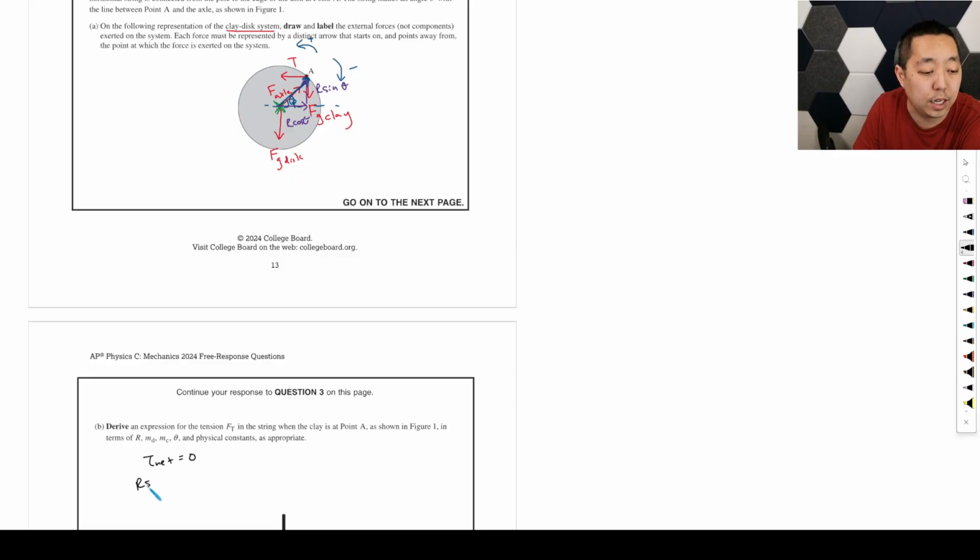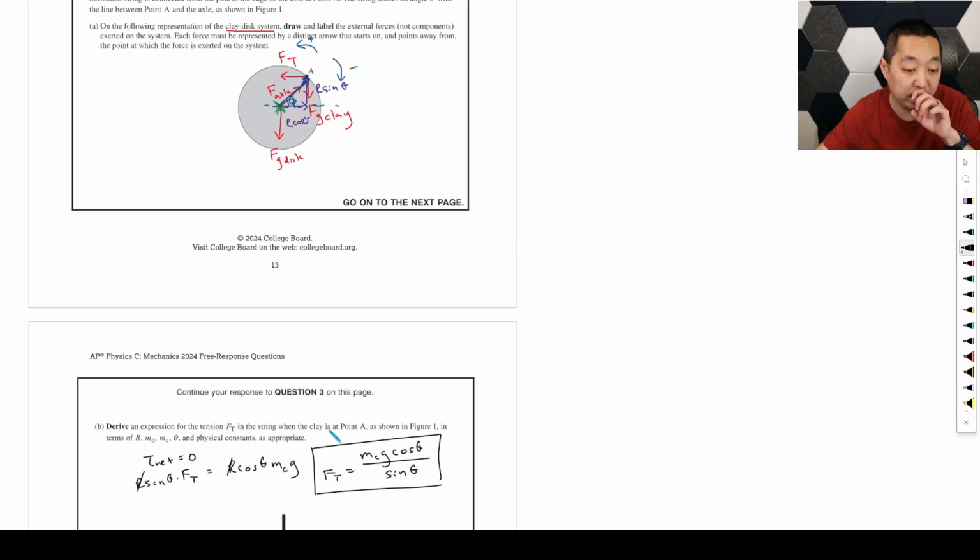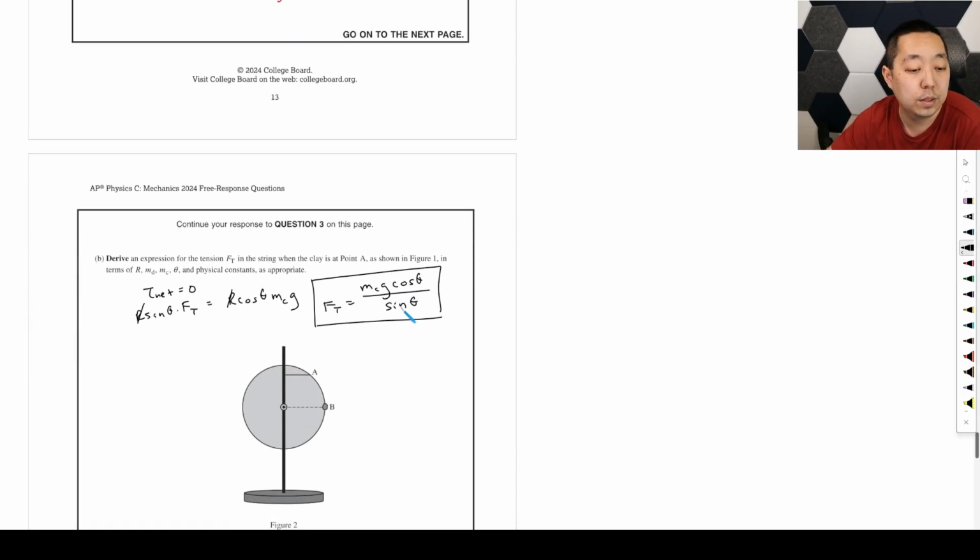So we would say r sine theta times the tension, I'll call it ft. We'll label it ft. That's just an extra letter I have to write every time. But I will write the ft, and that's to equal the torque from the clay, and that's where we use the r cosine theta, because the force of gravity of the clay is perpendicular to r cosine theta. So r cosine theta times mass of the clay times g. So the r's cancel, and you get the tension is equal to mcg cosine theta over sine theta. Make sure you do the net torque equals 0 and show all of that kind of stuff there, even if you didn't quite get this correct.